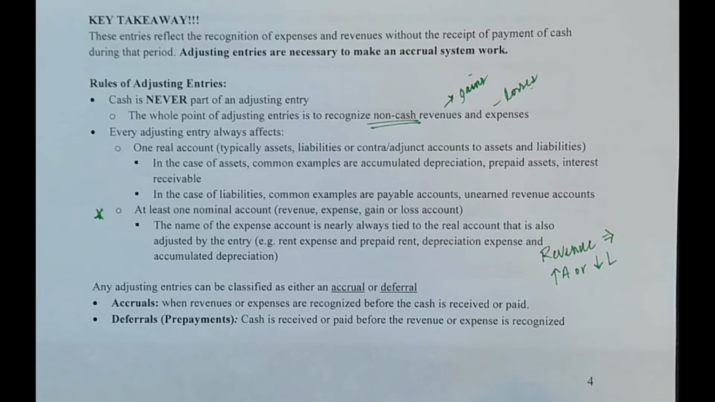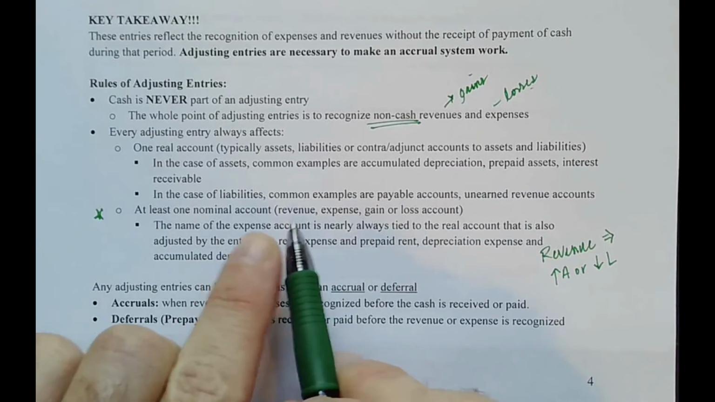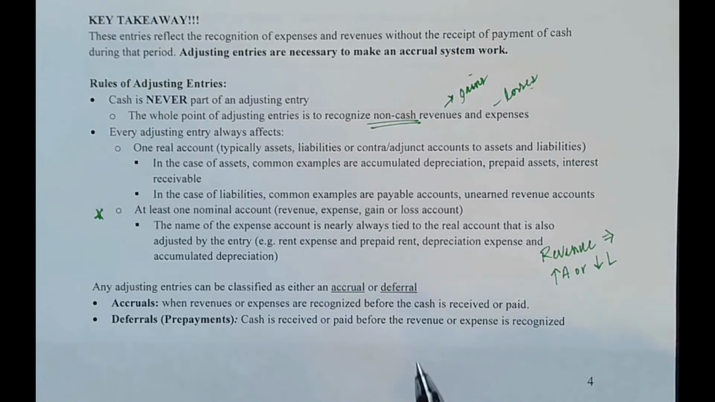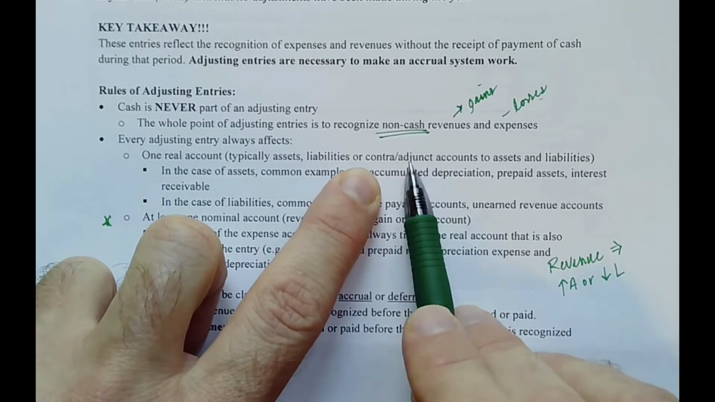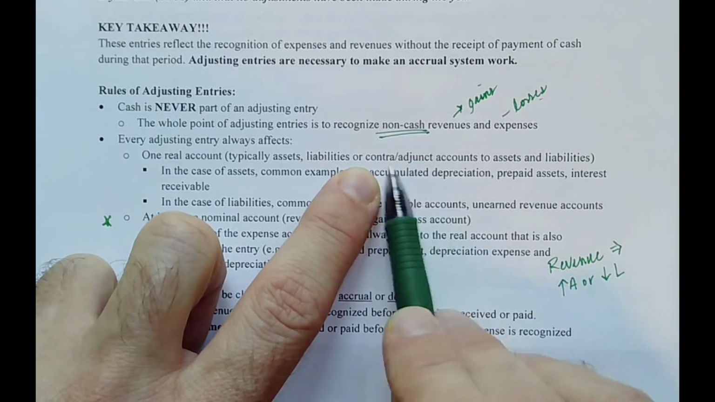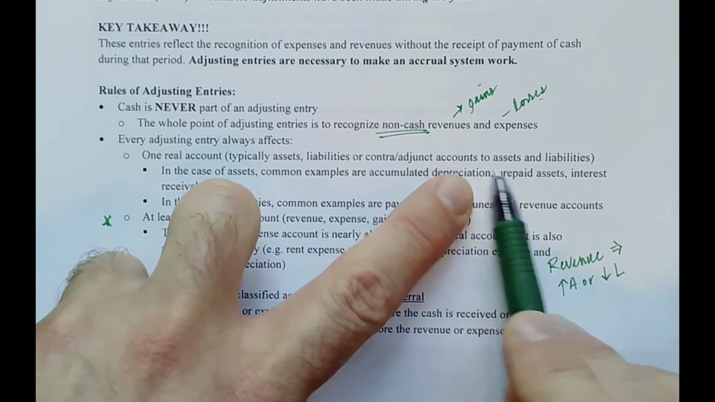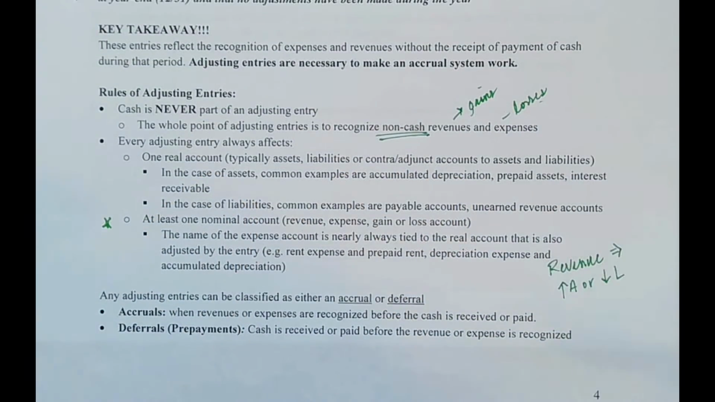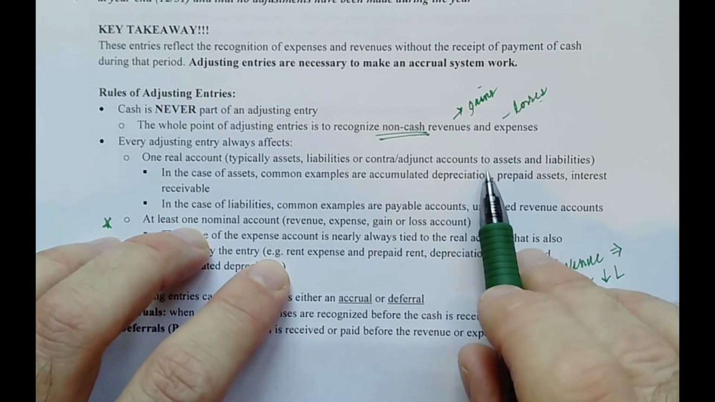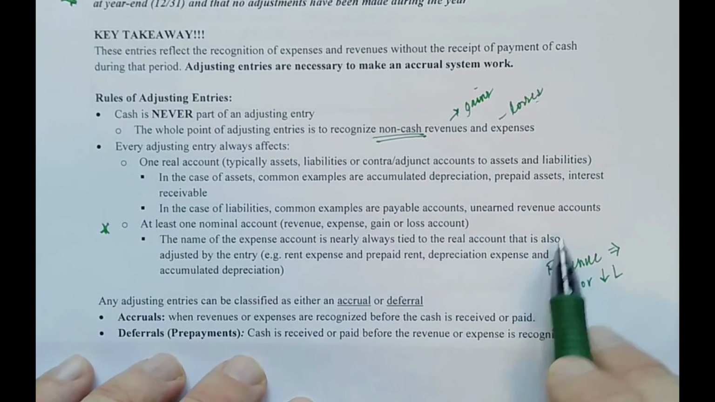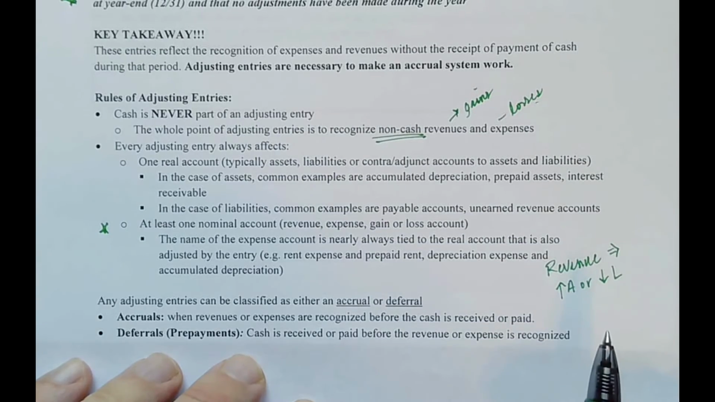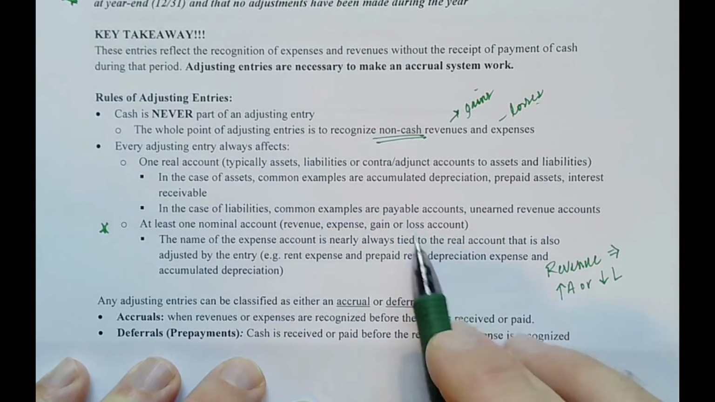If we are going to have a nominal account, then we absolutely have to have one real account: an asset, a liability, or a contra or adjunct account. We just studied those in step number 2 that are tied to assets and liabilities. So it doesn't have to be a pure asset or a pure liability. It could be a contra asset or a contra liability. In the case of assets, common examples that we adjust in an adjusting entry: accumulated depreciation, prepaid assets, interest receivable. Those are just some off the top of my head. In the case of liabilities, our common examples are payable accounts and unearned revenue accounts.